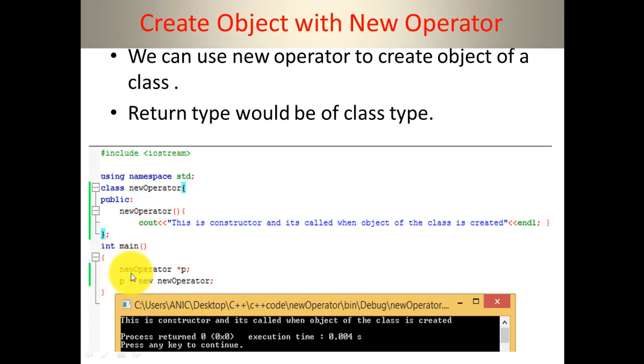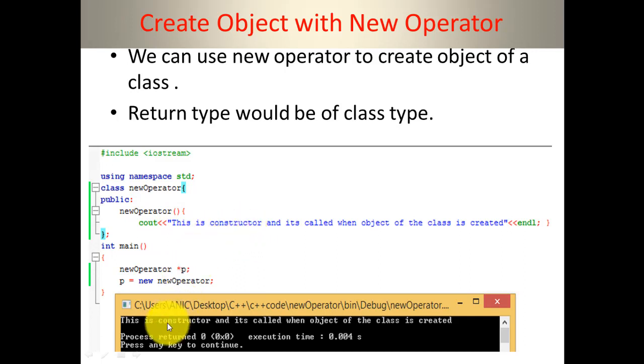Fine. So in the main section here we are going to use the class name new operator, and we created the pointer, and the type of the pointer is class type, and here we are creating the object with the new operator. p is equal to new, and what would be the data type? The class name, new operator. So the object would be of the class type. When the compiler executes this statement, it will automatically call the constructor and it will simply print the statement under the constructor section.